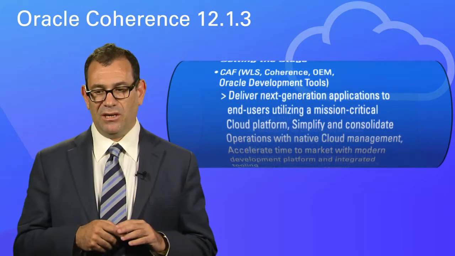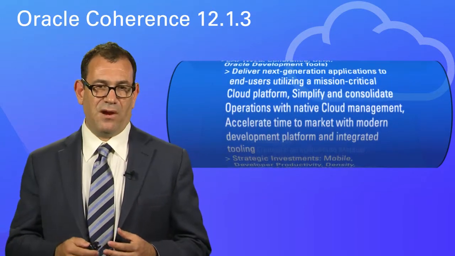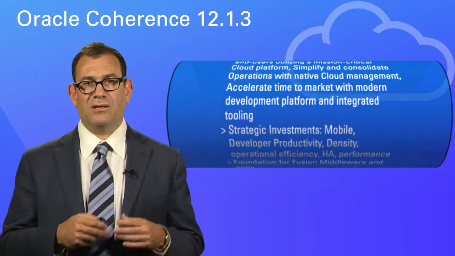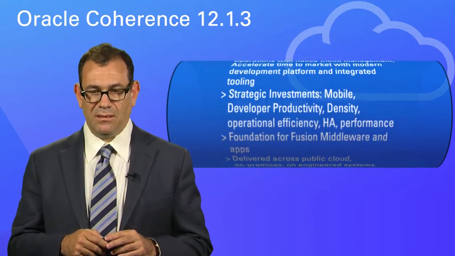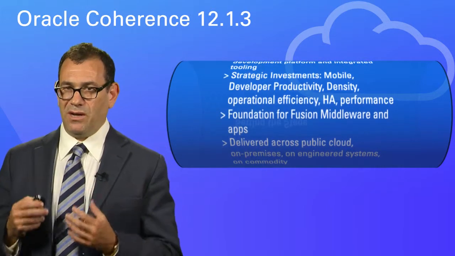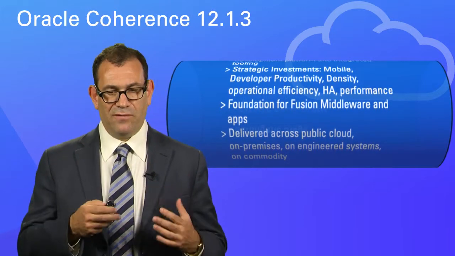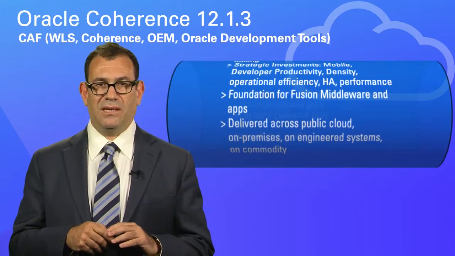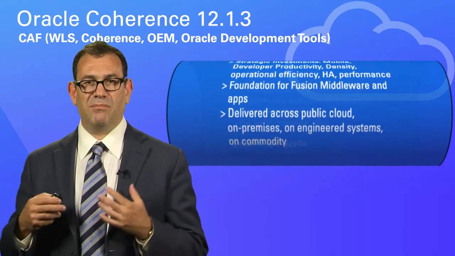And Cloud Application Foundation, and particularly the 12c release, has several goals. Among them, allowing your developers to very quickly deliver a set of next-generation applications targeting mobile apps, targeting the cloud, and bringing that together under a much more efficient, much simpler cloud management story. And with that in mind, we've made several strategic investments around mobility, around developer productivity, density improvements. And by density, I mean how do you deliver your solution using less hardware, using less memory, less compute than you otherwise would need to. Improving operational efficiency, improving high availability and performance.